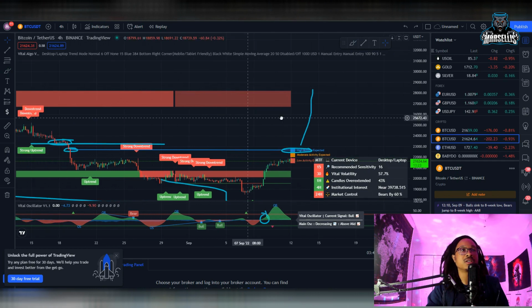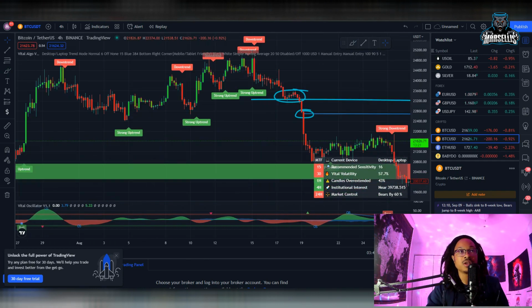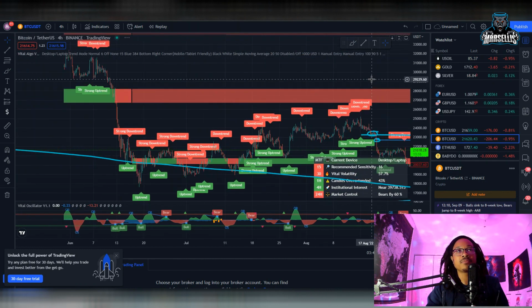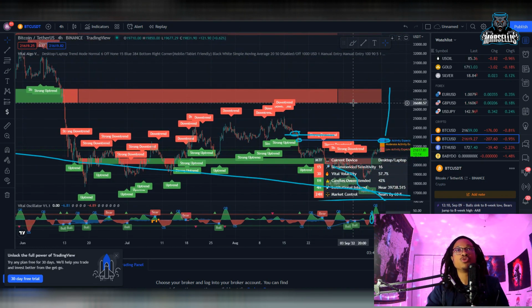Let's go ahead and move that to the side so we can see that resistance as well. So we have a little bit more resistance over here, and that's about 25K. And then once we get there, the next will be 27K. So that's what we got here for Bitcoin.